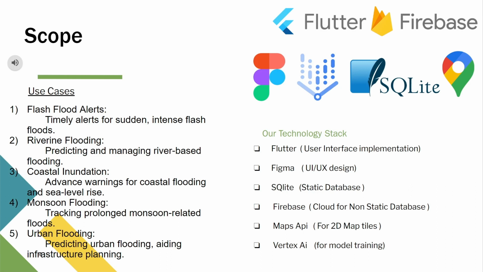Our technology stack that will be used is Flutter, Figma, SQLite, Firebase, Maps API, and Vertex AI. Flutter for user interface implementation, Figma for UI and UX design, SQLite, which is a static database, Firebase, which is the cloud for non-static, NoSQL based real-time database, Maps for 2D map tiles, Vertex AI for model training.